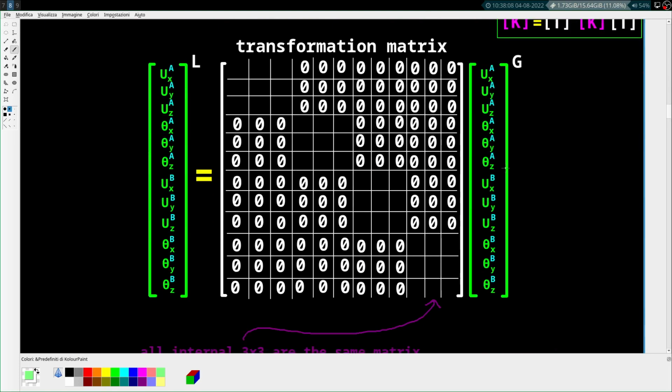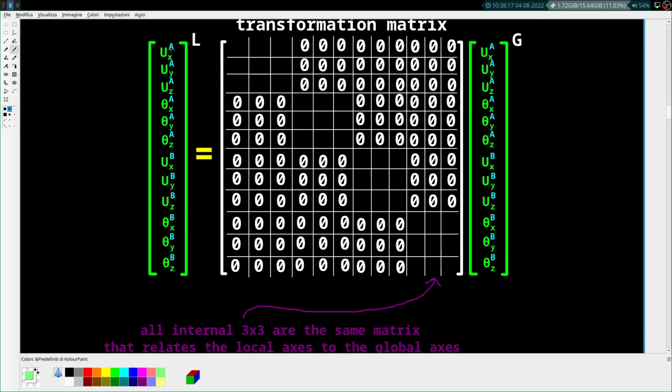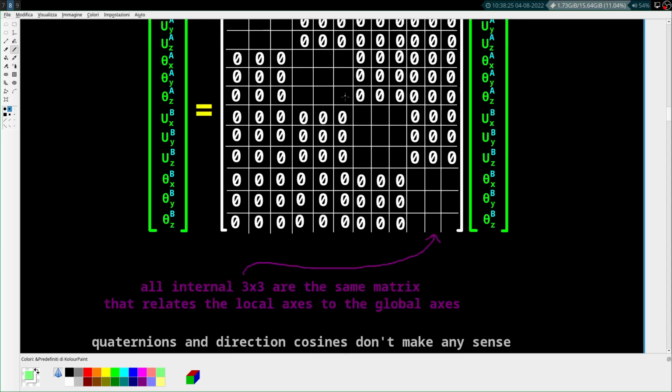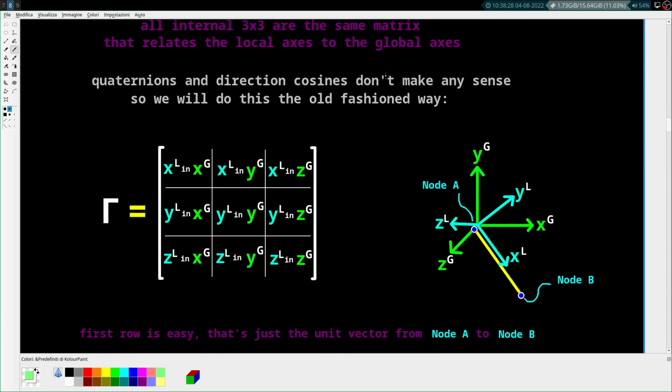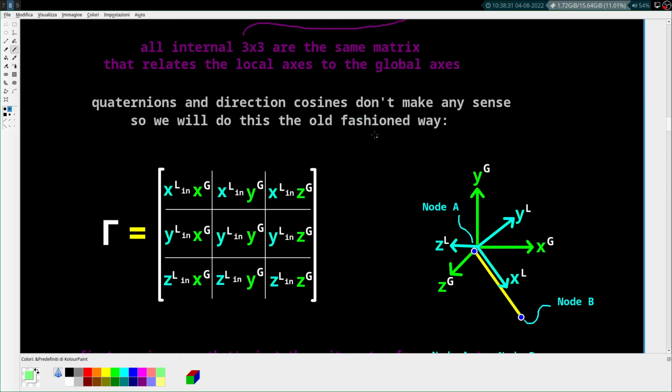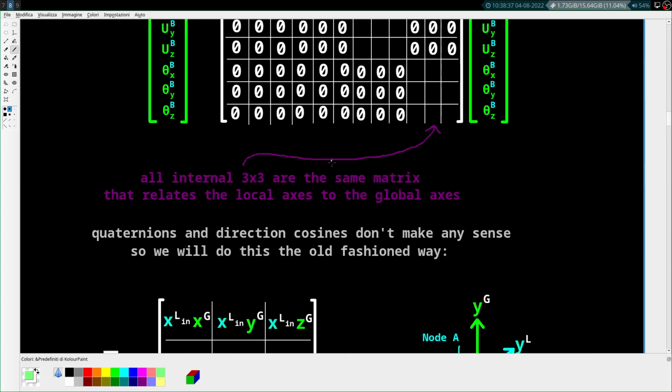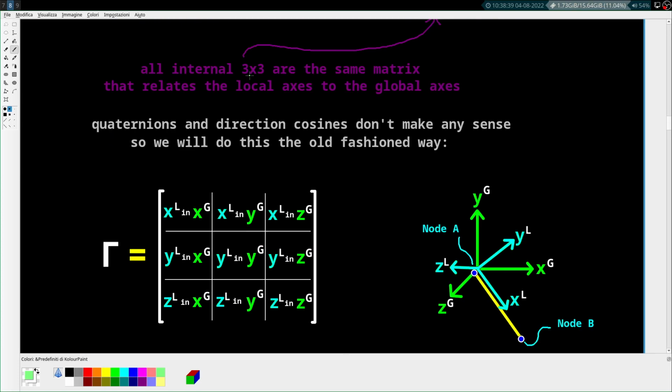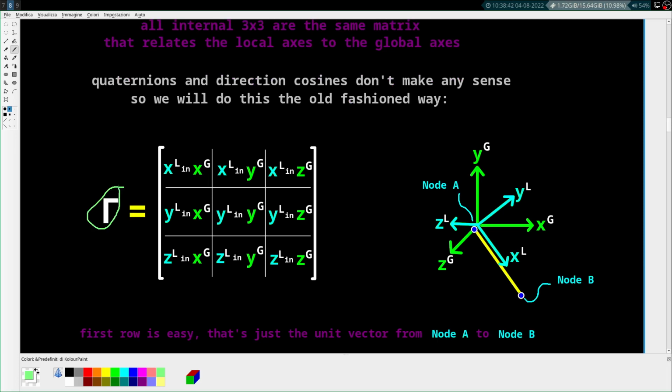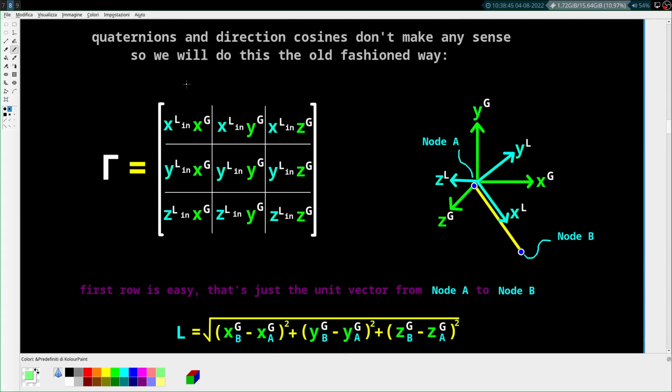So this is how the transformation matrix looks. It's mostly zeros. All we're doing is we have these 3x3 blocks that we're trying to create, and these 3x3 blocks basically relate the global x, y, and z to the local x, y, and z, right? And so people talk about direction cosines and quaternions and all this stuff, but those don't make any sense and they're make-believe. So we're going to do it the old-fashioned way with dot products, like God intended. And so each of these little 3x3s is the same, and I'm going to call them gamma. I think this is gamma, right? And the way that works is we just have to be able to quantify the axes in the other system.